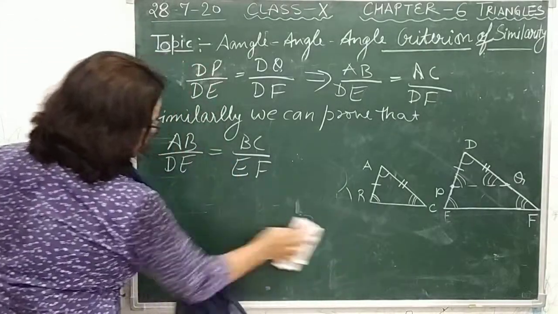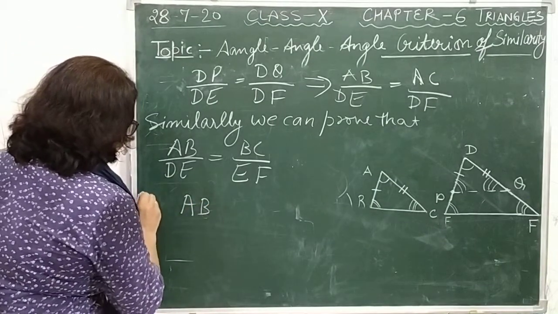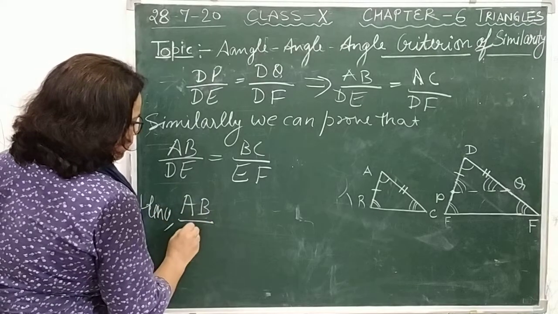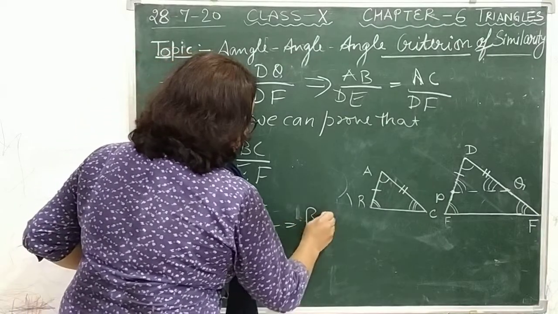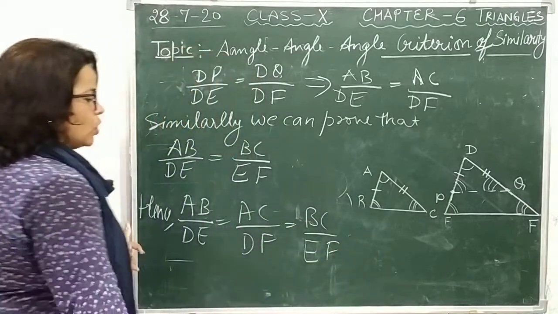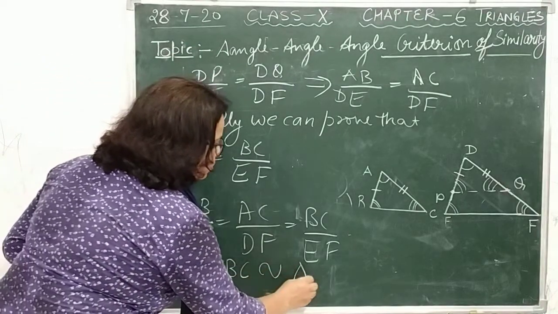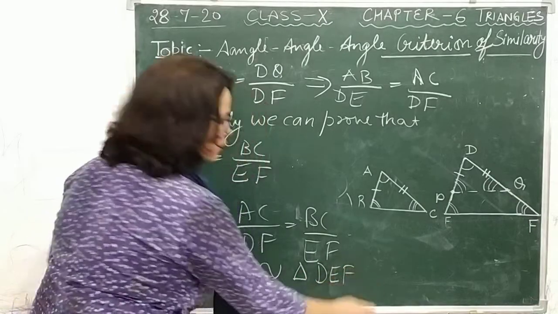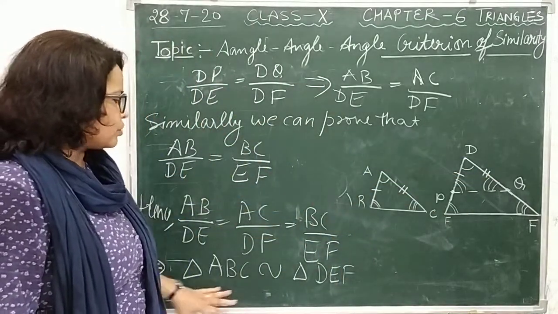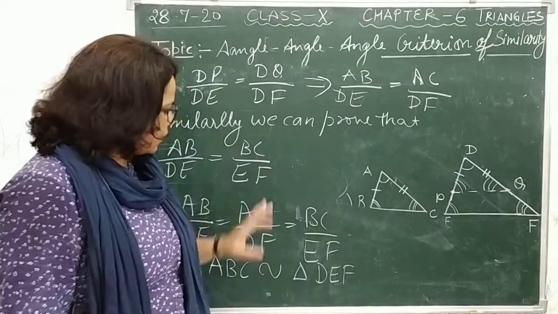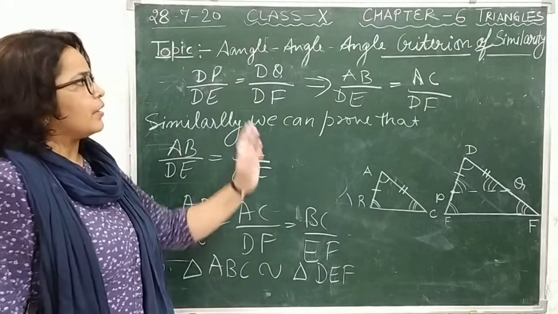That the ratio of all the three corresponding sides is the same. Hence AB upon DE is equal to AC upon DF is equal to BC upon EF. So this implies triangle ABC is similar to triangle DEF. So what were we having? We were having corresponding angles equal, and by all this proof we reached this result. And finally in the questions we will be using this result very frequently, the angle property or criterion of similarity.